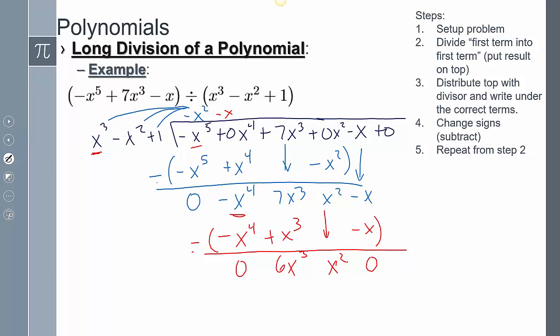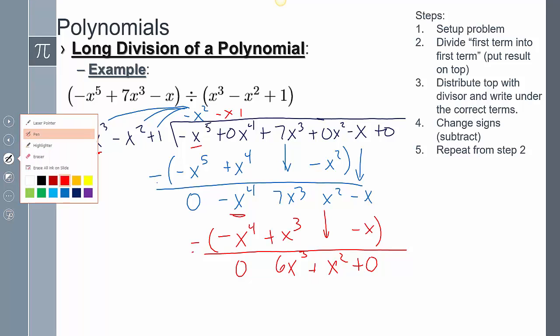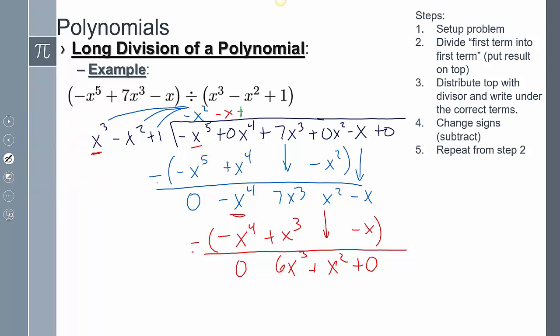So now, multiplying these through, x cubed goes into 6x cubed 6 times. I'll do a different color, so that's going to be plus 6. So 6 times x cubed gives me 6x cubed. 6 times negative x squared, so negative 6x squared, and then 6 and 1 gives me positive 6.